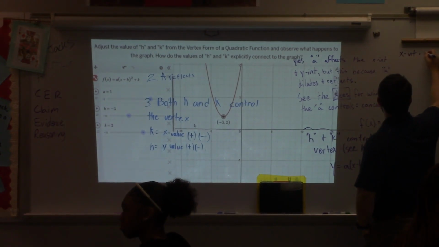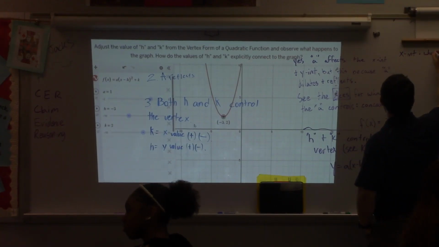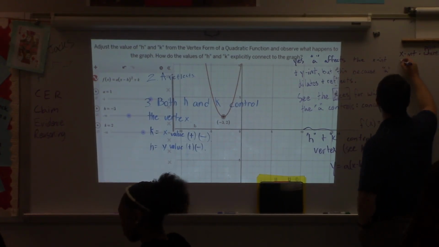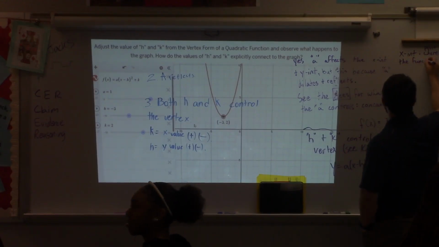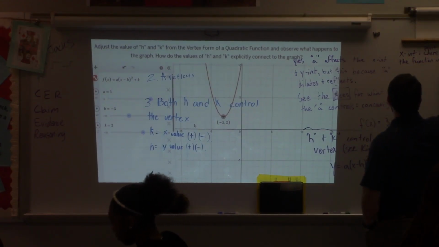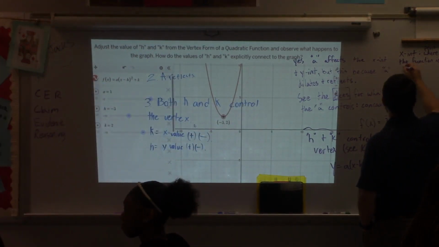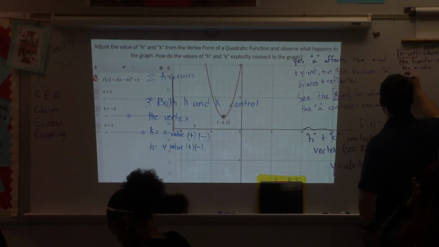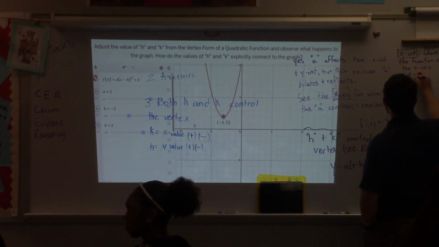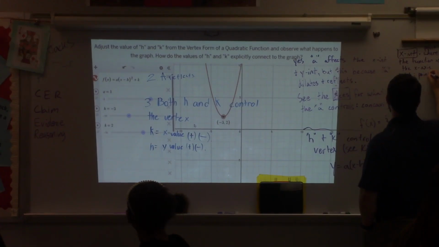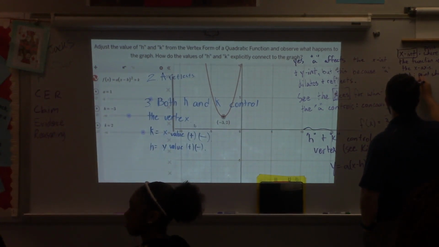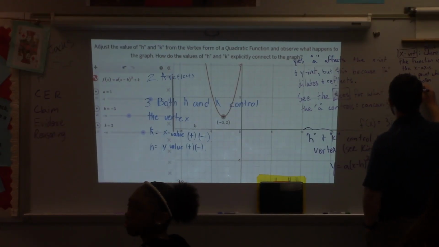X intercept. This is the point where the function intersects the x-axis. Guys, you gotta make sure you know that term. That's what an x-intercept is. What's a y-intercept? The intercept's on the Y-axis. So it's the point where the function intersects what? The y-axis.